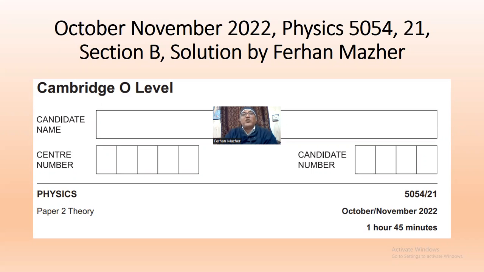Physics 5054. Today we have set our hearts to solve a theory paper. We call it paper 2. And for this purpose, we have selected the October-November 2022 2-1 paper. This paper 2 belongs to zone 1, or variant 1. In this video, we are going to attempt section B of this paper.